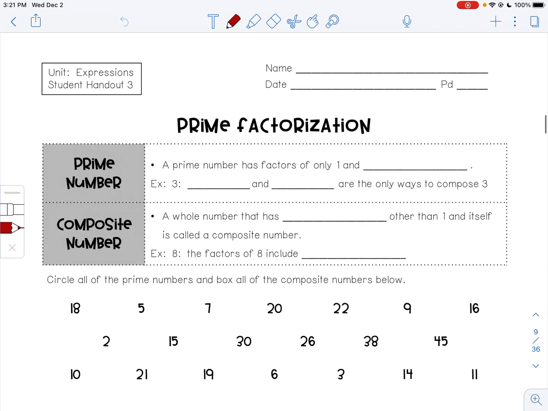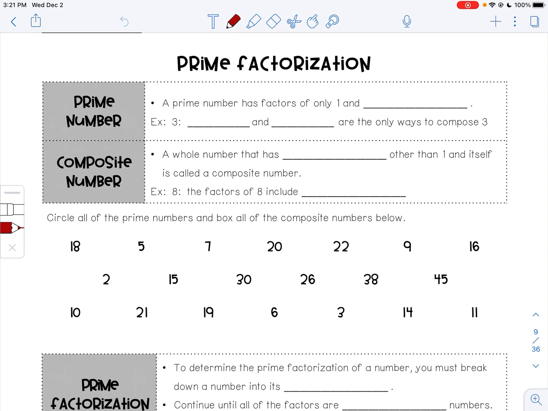Hopefully you have printed them out or you're following along in Cami. So a prime number has factors of only 1 and itself. So our first blank, you need to write the word itself. So for example, 3. The only way that we can get to 3 is 1 times 3. Or if you wanted to flip it around, that's the same thing, 3 times 1. So those two ways are the only ways to compose 3, 1 and 3. So that's our example of a prime number.